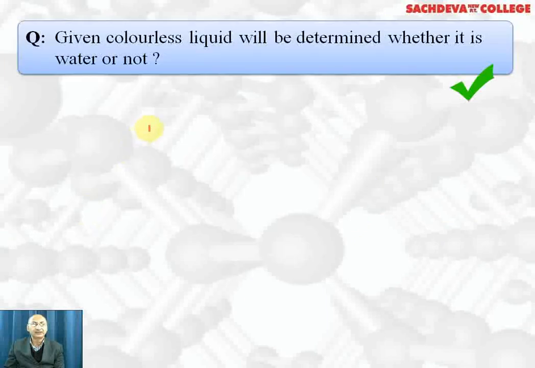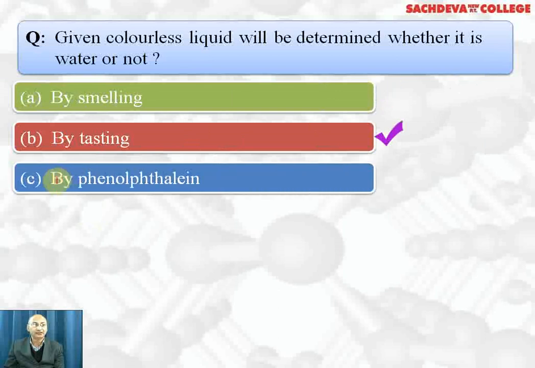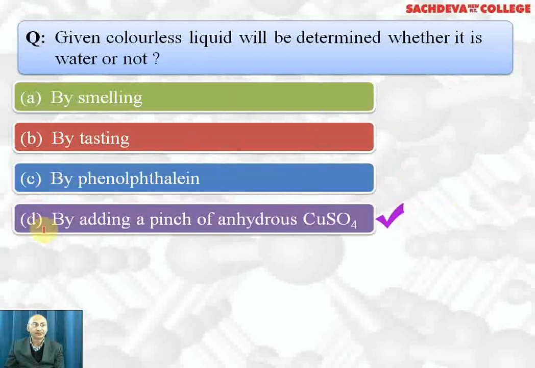A given colorless liquid will be determined whether it is water or not by smelling, by tasting, by phenolphthalein, by adding a pinch of anhydrous copper sulfate. D part is the correct answer. Anhydrous copper sulfate is dirty white in color. When it comes in contact with water, it changes to blue color.